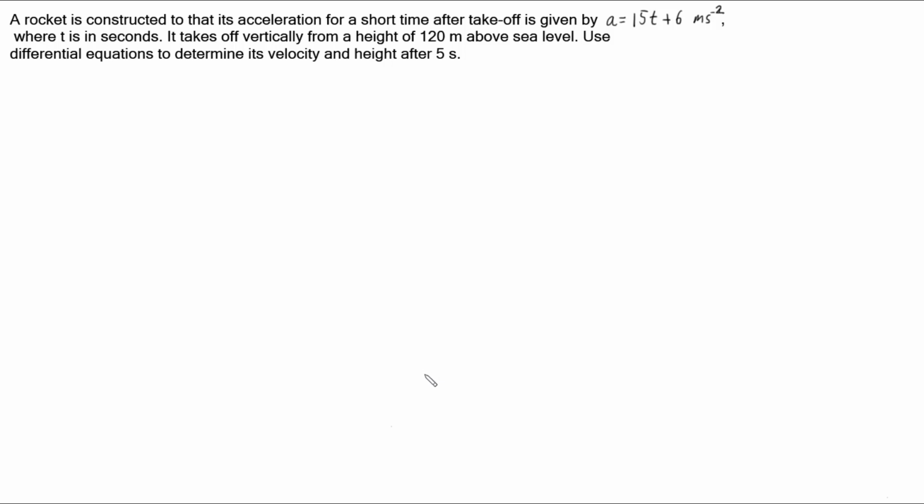Hi, in this video I'm looking at this problem where we're looking at a rocket that has an acceleration of 15t plus 6 meters per second squared for a short time after takeoff, where t is in seconds. It takes off vertically from a height of 120 meters above sea level, and we want to use differential equations to determine its velocity and height after 5 seconds.